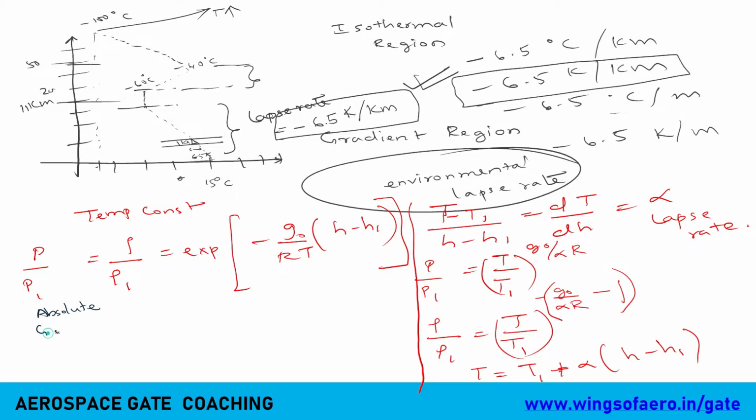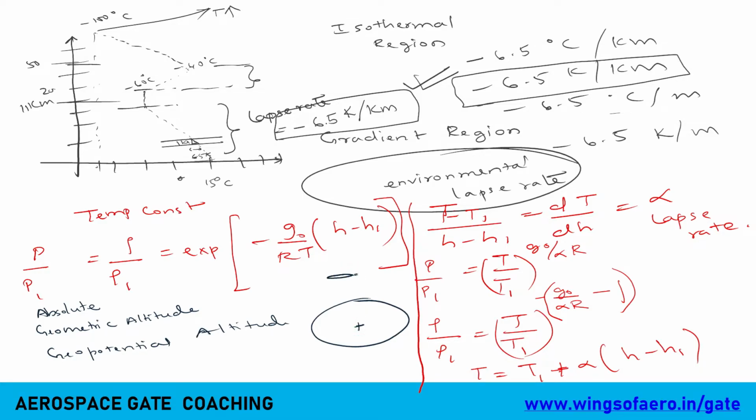Absolute altitude, geometric altitude, and geopotential altitude. Okay, now what are the differences? Absolute altitude is altitude from the center of the earth.